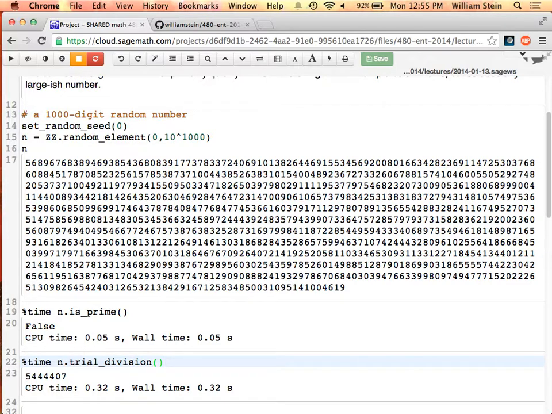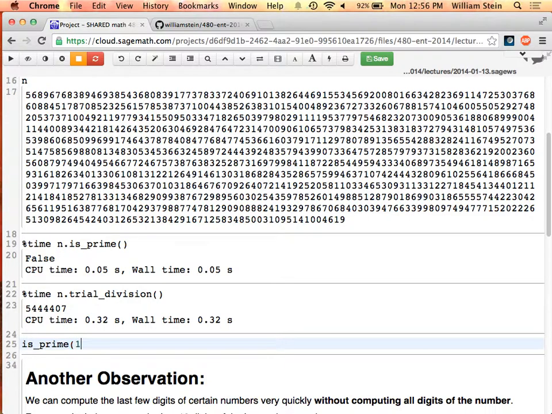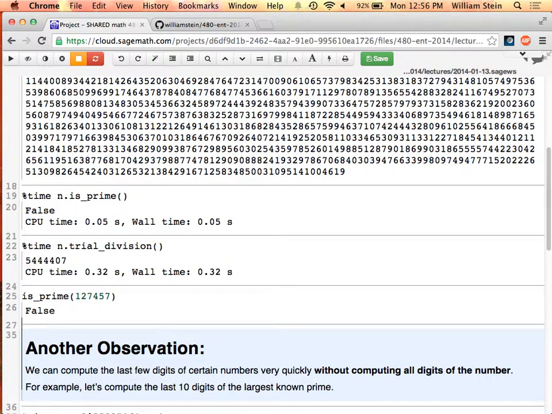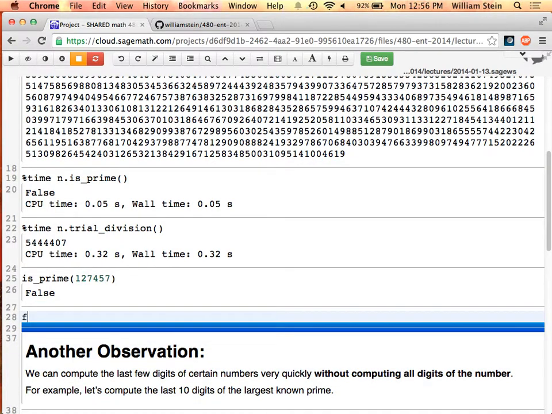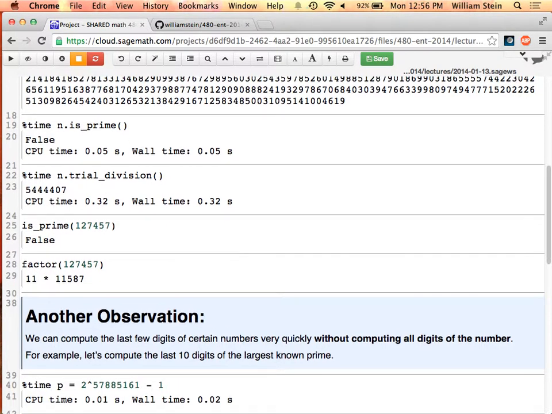Just based on how many primes there are, if you had to guess, would you say this is prime or not? Raise your hand if you think it's probably prime. Okay, raise your hand if you think it's probably composite. Numbers tend to be composite, so you're probably right. I, of course, have no idea because I made it up at random. 1, 2, 7, 4, 5, 7. It is not prime. And there is a factor command in here, by the way. So it's divisible by 11 in that case.